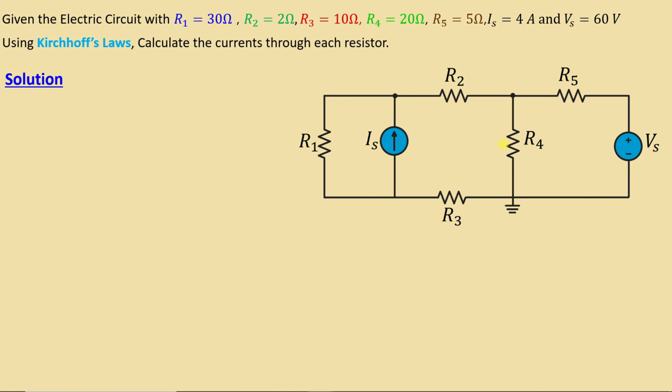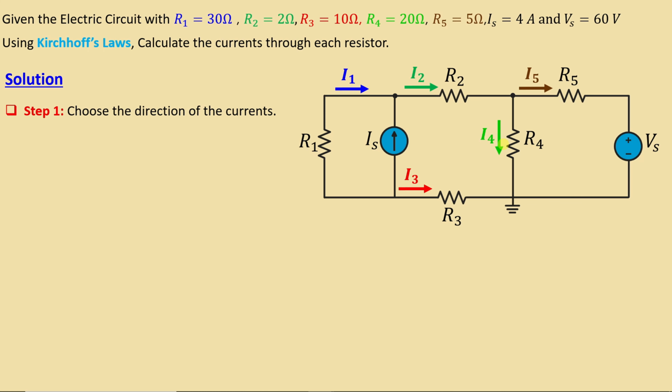Let's go to the solution. We start with step number 1, which is to choose the direction of the currents. I1 is the current through resistor R1, I2 is the current through resistor R2, I3 is the current through resistor R3, I4 is the current through resistor R4, I5 is the current through resistor R5.